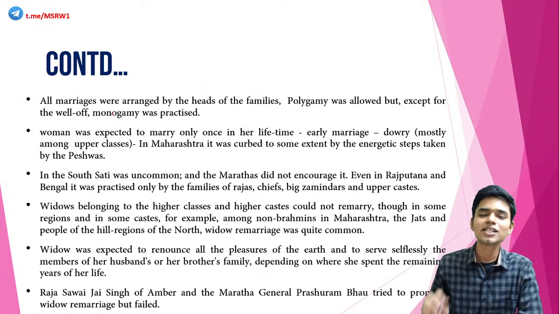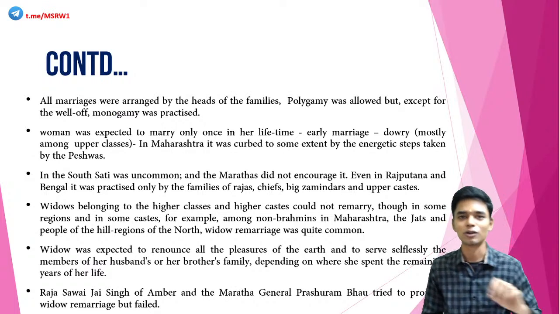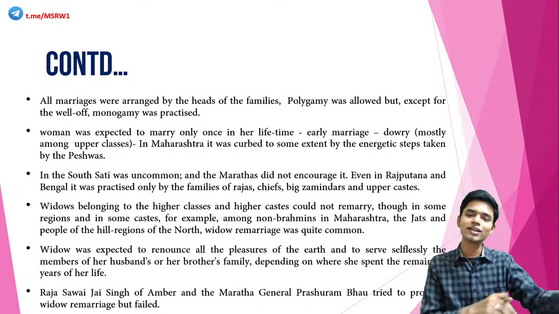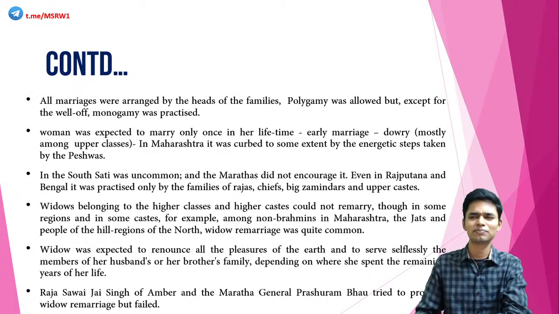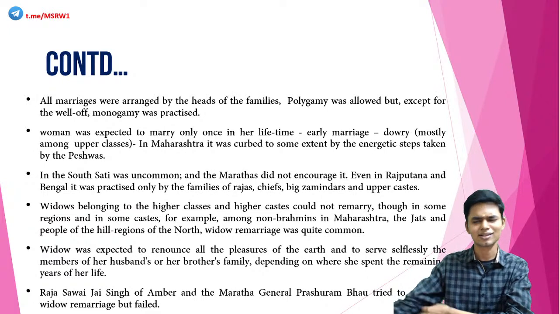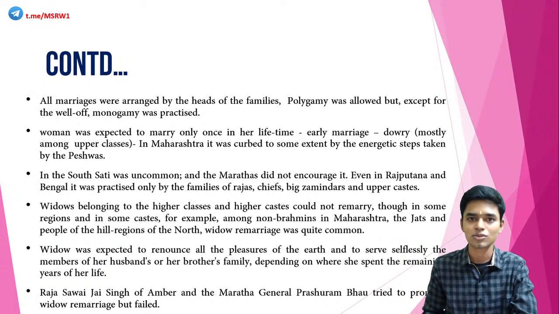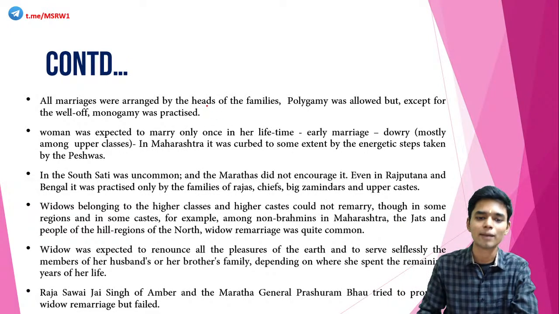Continue. Marriages were arranged by the heads of families. We do not have the concept of love marriage or anything around those times. In ancient India, we study 8 forms of marriage. But in medieval society, we can more or less say that almost all the marriages were arranged by the heads of the families.